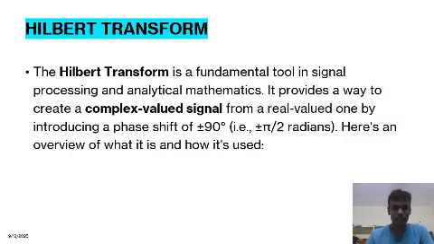So, what is Hilbert transform? The Hilbert transform is a fundamental tool in signal processing and analytical mathematics. It provides a way to create a complex valued signal from a real valued one by introducing a phase shift of 90 degrees or pi by 2 in radians. Here's an overview of what it is and how it's used. So Hilbert transform is a certain transform which transforms a signal by introducing a phase shift of 90 degrees.